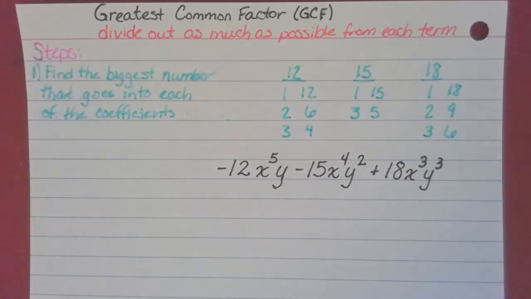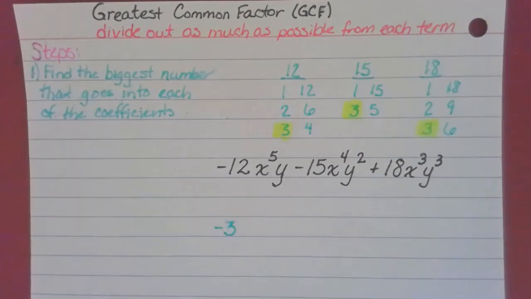So looking in each one of those columns, I am looking for what number all of them have. And if I look at it, I can see 6 is in 2 of them. It's in the 12 and the 18, but it's not in the 15. So the biggest number that's in all 3 of these would be that 3. So for my GCF, I'm going to start with that 3, and I'm going to make it negative because that lead coefficient was negative. I'm going to put it a little beneath my problem.